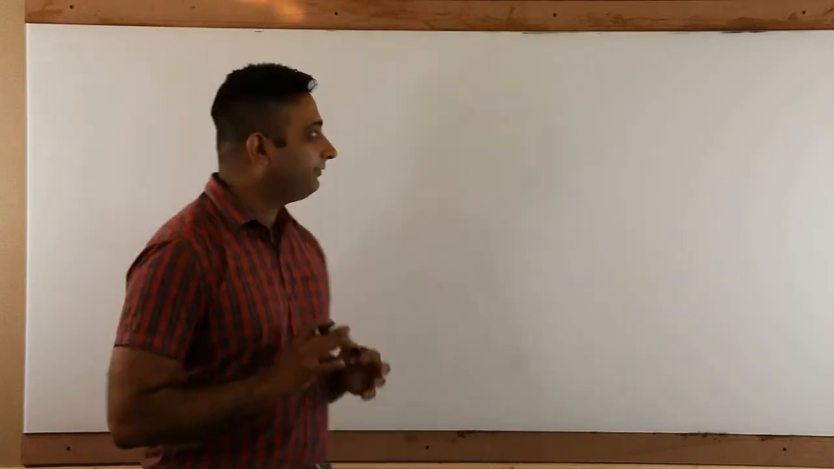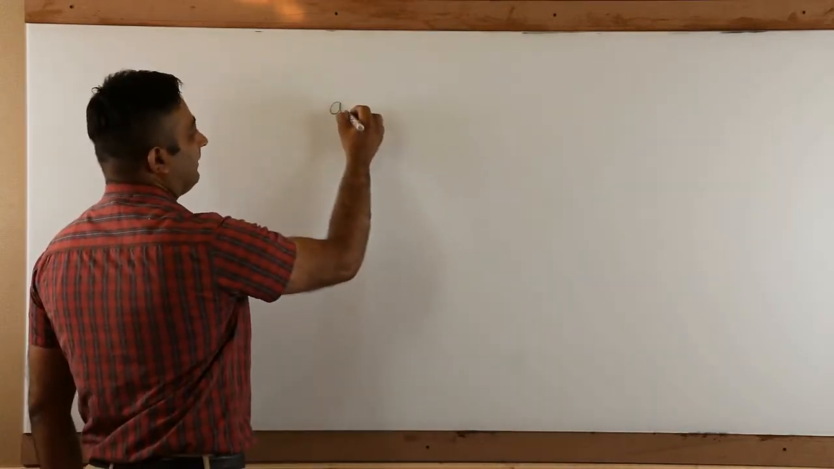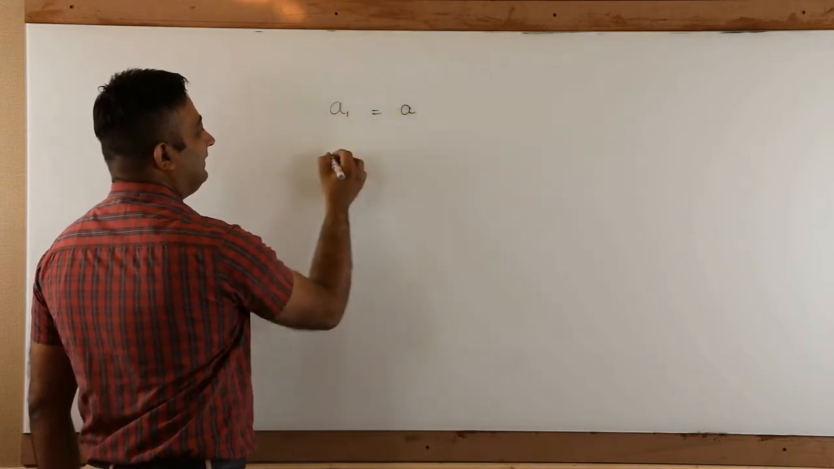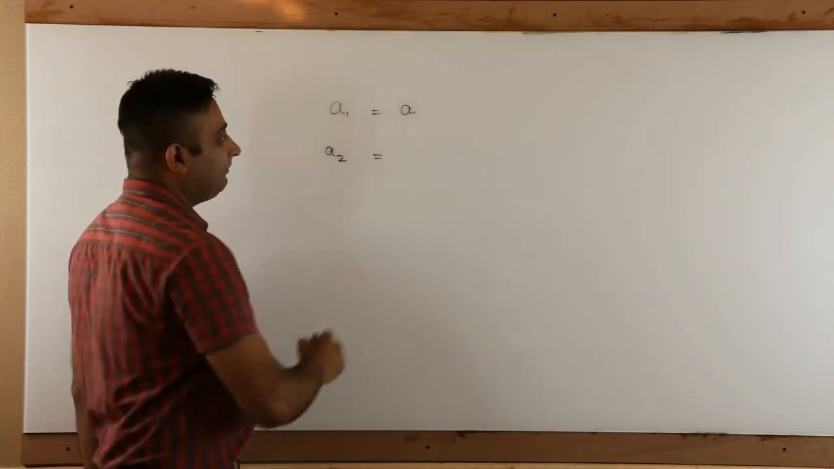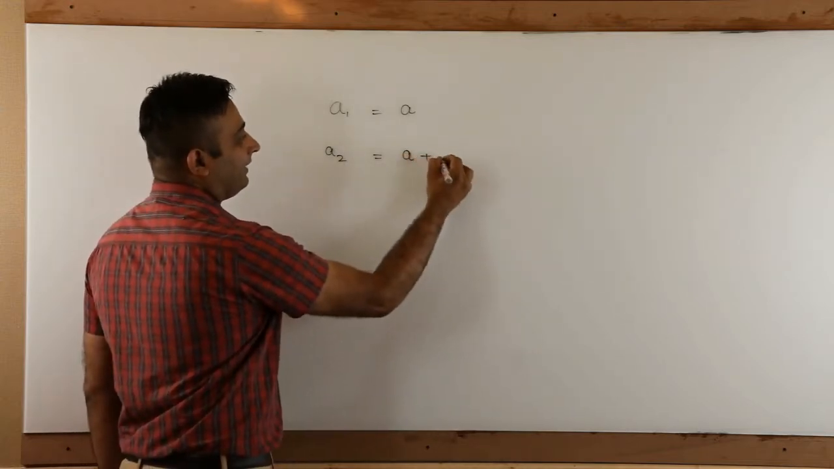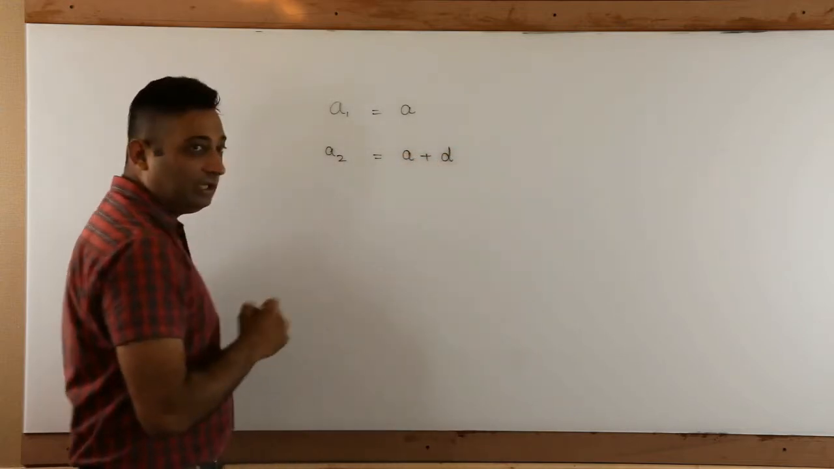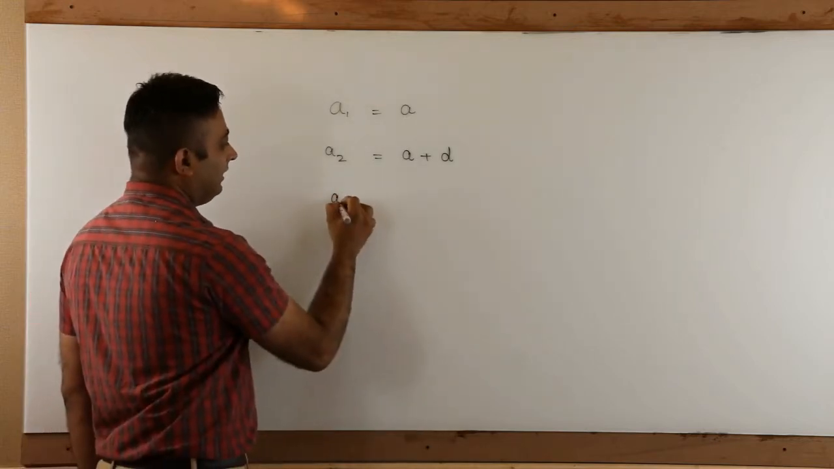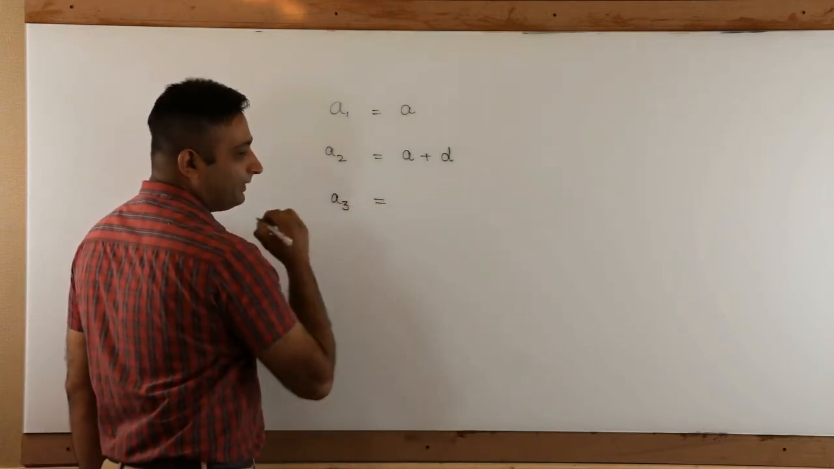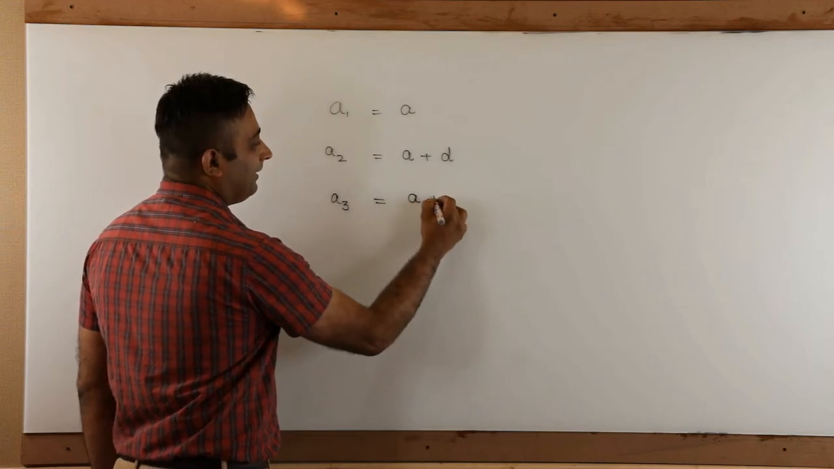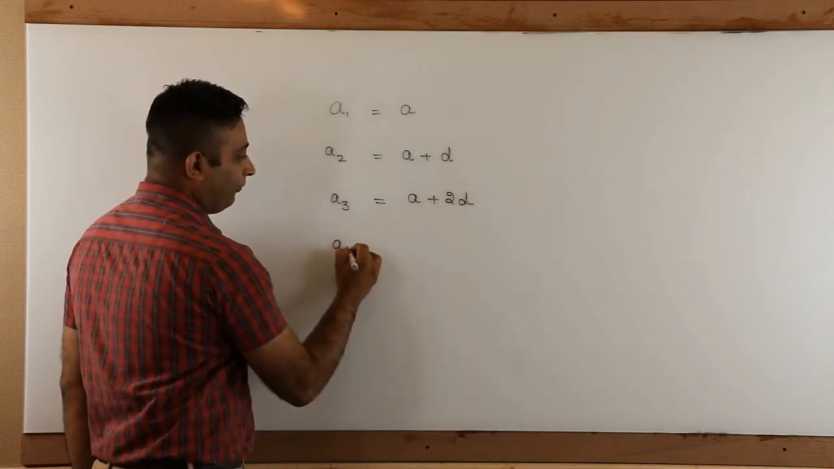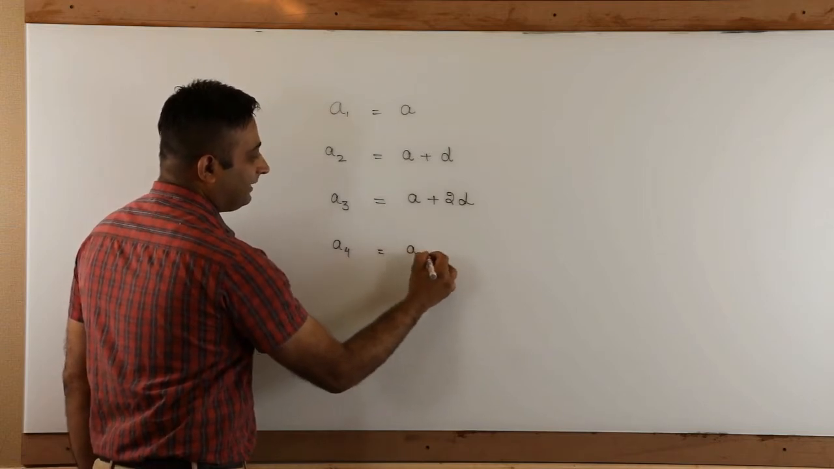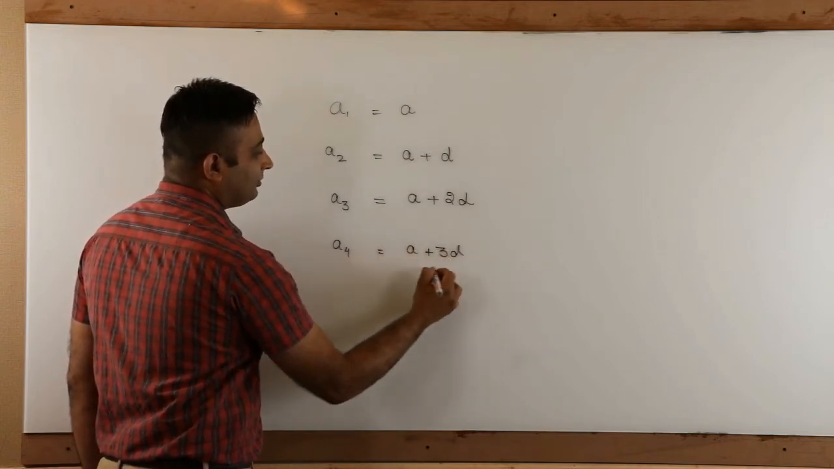If we represent the first term of an AP by A, then the second term of that AP will be written as A plus D. Now we can see that the third term of the same AP can be represented by A plus 2D and the fourth term will be represented by A plus 3D and so on.